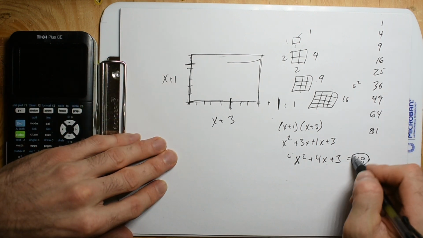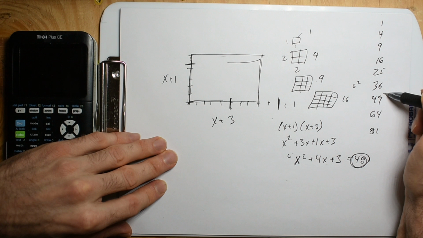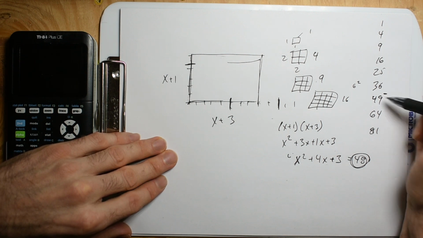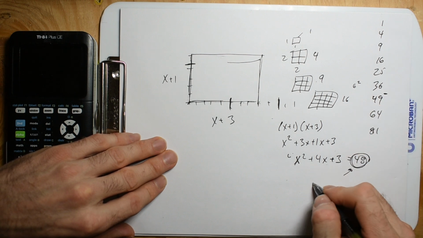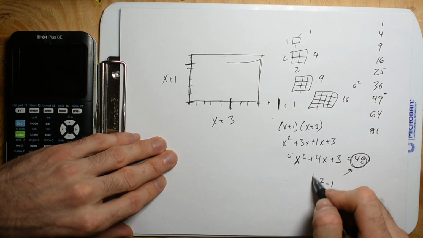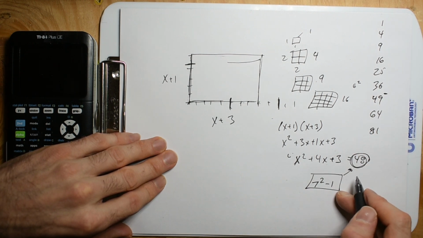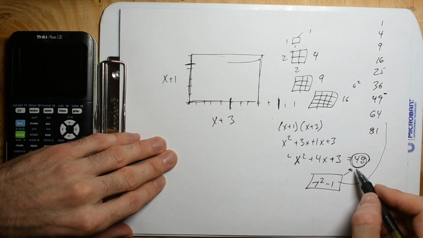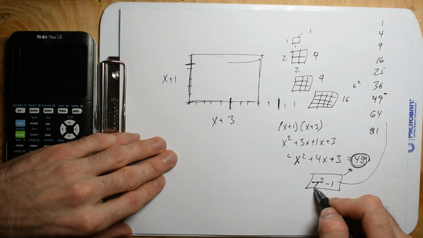Cool. So we got a value of 48. Where does that fall? It's really close to a square, but it's a little bit less. So this value right here, in terms of squares, is 7 squared minus 1. Cool. So that's also how we could write this.